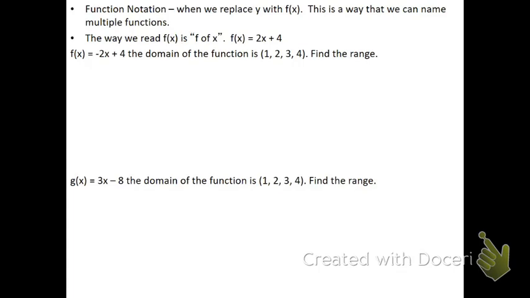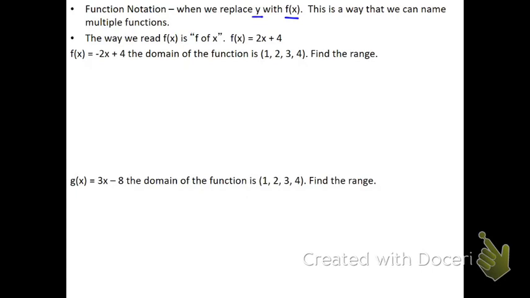So function notation. In function notation, all we're doing is we are replacing our y with an f of x. So instead of this equation reading y equals 2x plus 4, it will read f of x equals 2x plus 4. So in this example, f of x equals -2x plus 4. The domain of the functions are 1, 2, 3, and 4, and we've got to find the range.